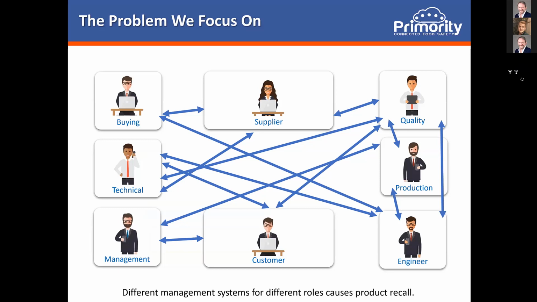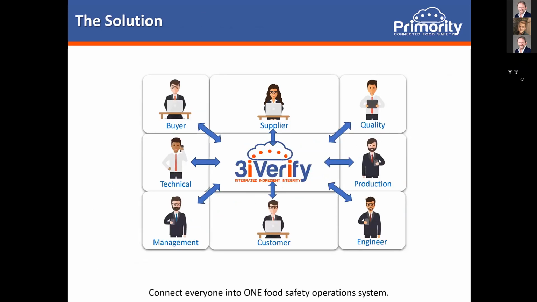So just a quick one for those of you who don't know us, this is the problem we focus on. This is the way information goes around the food supply chain and internally within food companies, different departments, different systems, silos of information, and breakdowns in communication and out-of-date information causes a lot of problems, including product recall and food poisoning, food outbreaks, and so on. What we try and do is connect everyone to one common platform so that communication can be based on the latest approved information and so on.